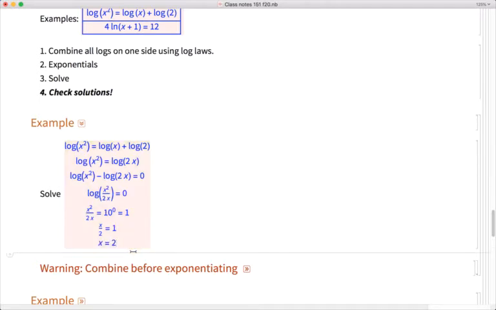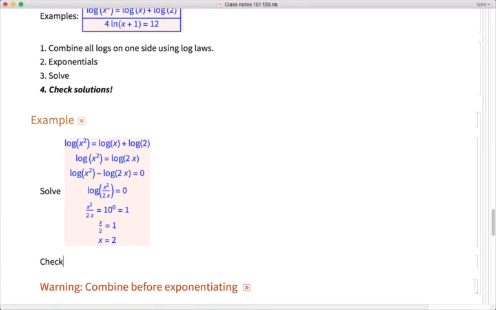Right. Check. So checking just means that we're going to plug in: log of 4 equals log of 2 plus log of 2. Yes, and that's by the log law.